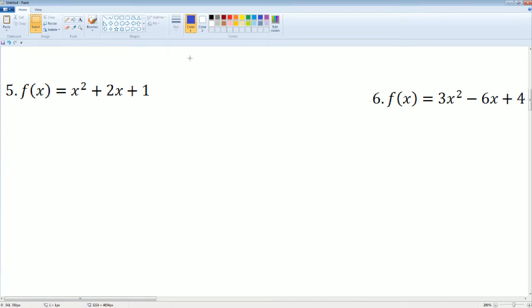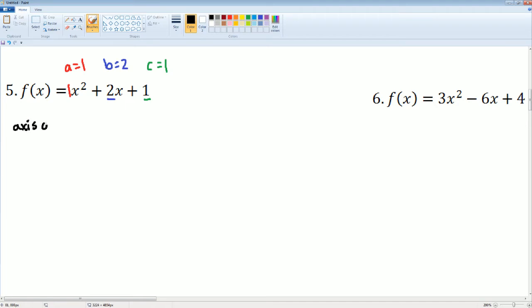So a couple of things that we have to extract. A is the number in front, which is just 1. B is the number in front of the x, which is 2. And C is the constant, which is 1. Okay, let's find the axis of symmetry first.